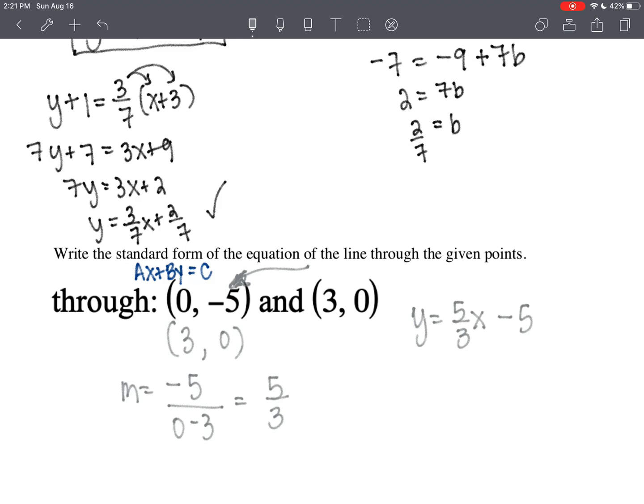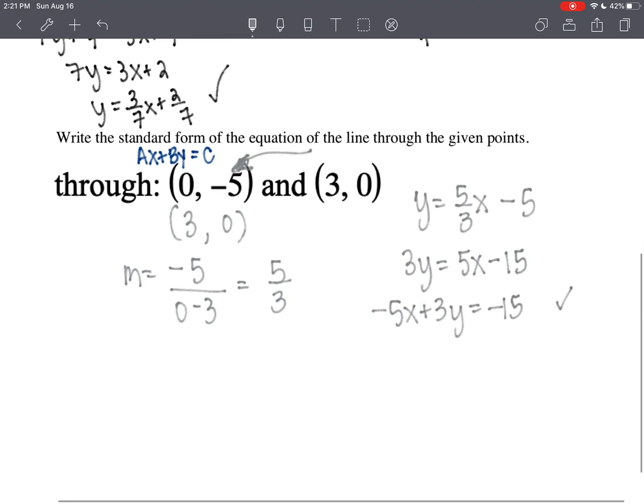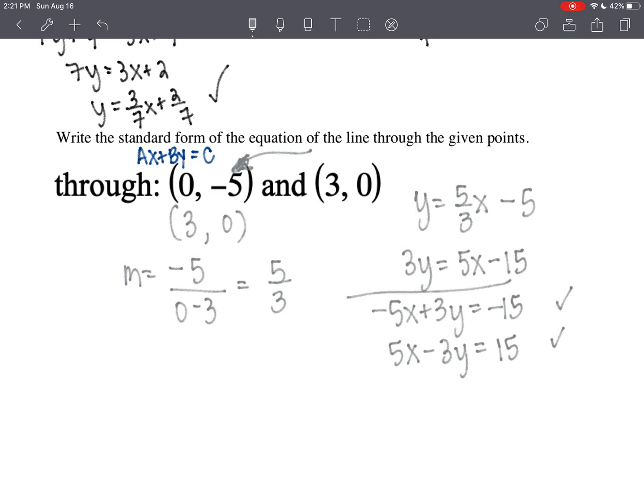And now I'm going to multiply everything by 3 to get this into standard form. I'm going to subtract the 5x. Some textbooks will allow this to be an answer, and some textbooks are going to want you to lead off with a positive. So either one of these could be a correct answer.